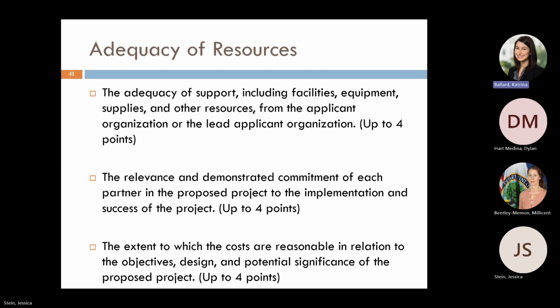Adequacy of resources. This is the adequacy of support, including facilities, equipment, supplies, and other resources from the applicant organization or the lead applicant organization, up to 4 points. The relevance and demonstrated commitment of each partner in the proposed project to the implementation and success of the project, up to 4 points. And the extent to which the costs are reasonable in relation to the objectives, design, and potential significance of the proposed project, up to 4 points.